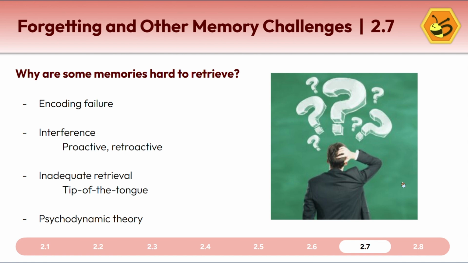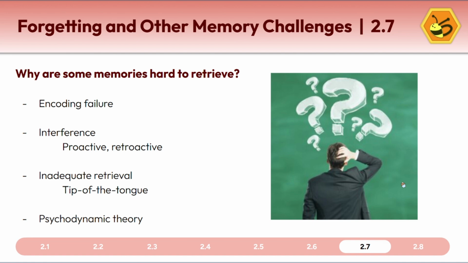There are a variety of reasons that some memories can be hard to retrieve. One is an encoding failure, which basically means that you never effectively stored the information in the first place. So this is something that can be caused by inattention. Like if you were distracted while learning something, it never even really stayed in your short-term memory.